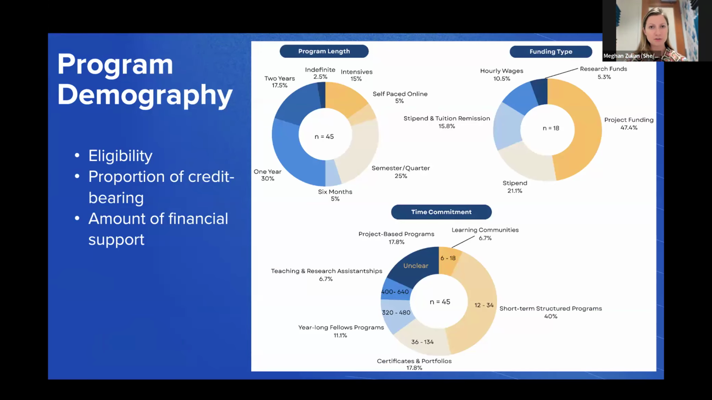In terms of demography, what I was looking at was a number of different things for programs. So eligibility: is it only open to graduate students, just senior graduate students? Is it credit bearing, and also looking at the proportion of credit bearing and non-credit bearing programs, the amount of financial support, the type of funding, also the time commitment. So is the program 6 hours of a student's time, or in some cases 400 hours of a student's time? There's a huge range in what we see on that, as well as big differences in program length, from just a couple of days to multiple years.